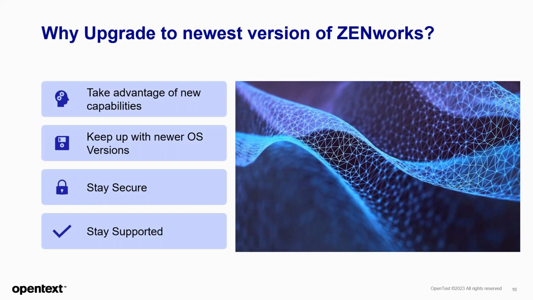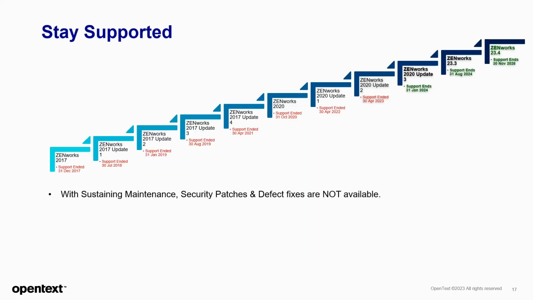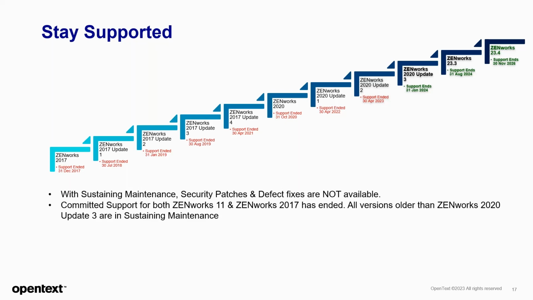Lastly, why staying supported is such a good thing. In today's world where malicious users are constantly looking out to exploit vulnerabilities, it is critically important to ensure that your ZENworks installation is under committed support as it entitles you to security fixes and defect fixes. However, at this time, ZENworks 11, all versions of ZENworks 2017, ZENworks 2020, ZENworks 2020 Update 1, and ZENworks 2020 Update 2 are out of current maintenance. This means that you have to be on ZENworks 2020 Update 3 or higher to get any security or defect fixes.